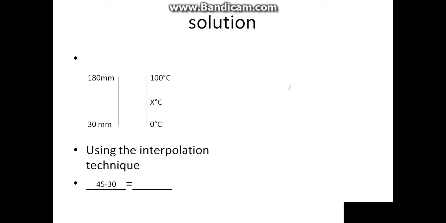45 minus 30 all over 180 minus 30 is equal to x minus 0 all over 100 minus 0, which is equal to 15 over 150 is equal to x over 100. Making x the subject of the formula, we now have 15 times 100 all over 150, which will give us 10 degrees centigrade.